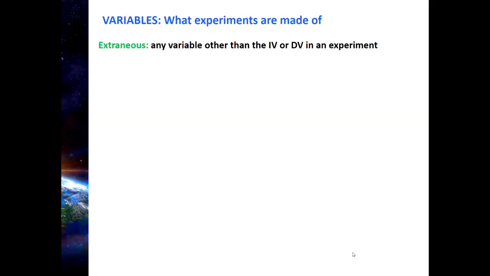Now we need to move on and define extraneous variables. Look at this definition while I take a sip of water. Okay, an extraneous variable is any other variable in your experiment that is not your independent or dependent variable. Because you're going to define, this is my independent variable, this is my dependent variable, and then anything else going on in your study, any other variable, we call extraneous.